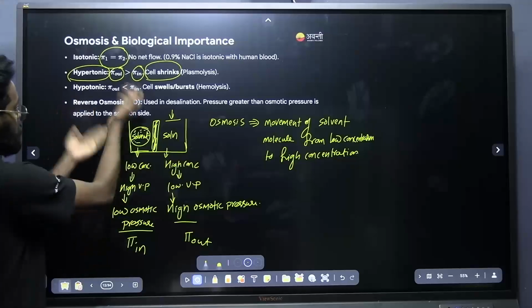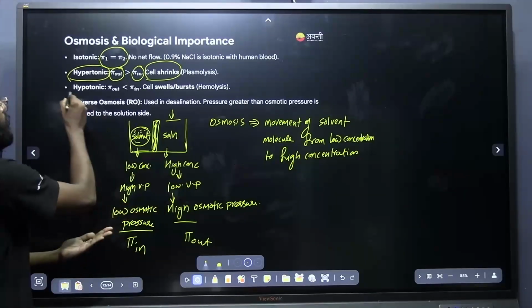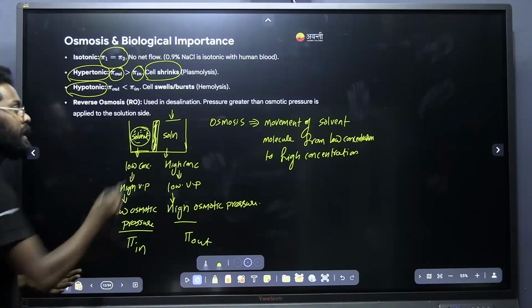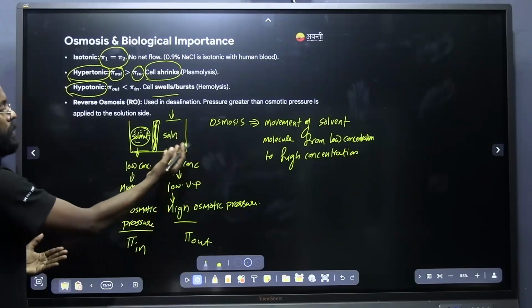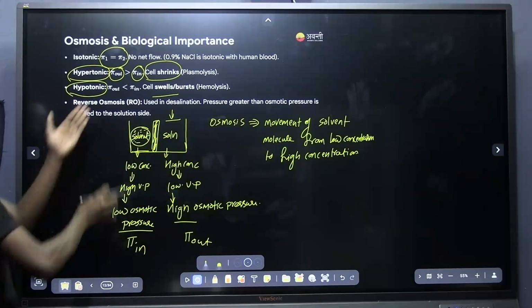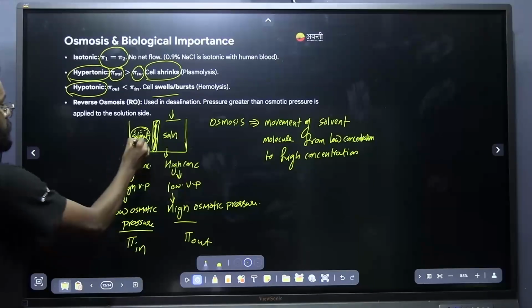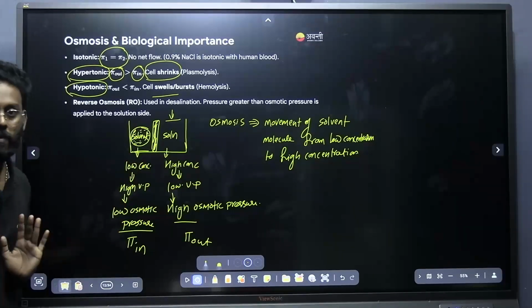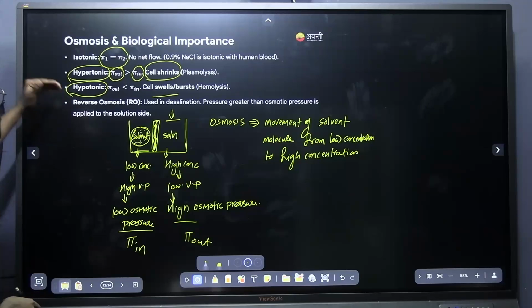Process. And just opposite of this one, it is called a hypotonic solution. In that case, the solvent molecule will be moving from the solution to the cell, if I am considering this as a cell. Hope all of you got a complete understanding about hypertonic, hypotonic and isotonic.